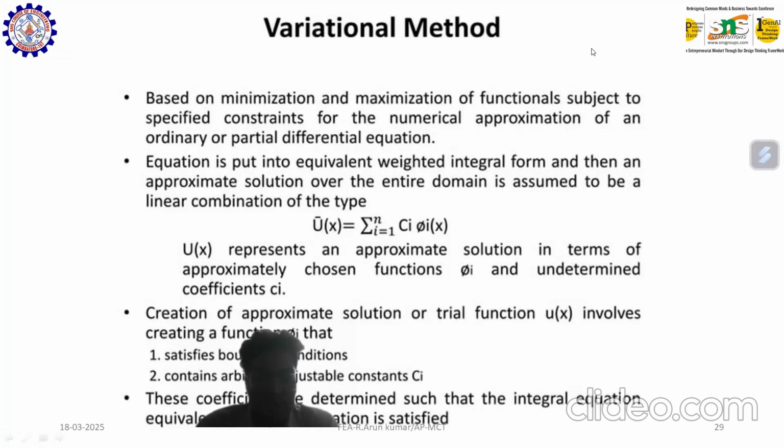The u of x is represented as an approximate solution in terms of approximate chosen functions, called phi i. The undetermined coefficients are called ci. The creation of the approximate solution, or trial function, of u of x involves creating functions phi i that satisfy the boundary conditions and contain the arbitrary adjustable constants ci. These coefficients are determined such that the integral equation equivalent to the original equation is satisfied.